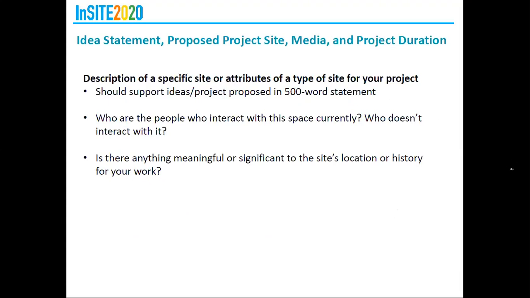For the question asking about the description of a specific site or attributes of a site for your project, again, this is why you set up such a strong concept in your original big idea statement, because then as you talk about your preferred site, it should support the ideas that you've already put forward. Who are the people who interact with the space currently and who doesn't interact with it? And is there anything meaningful or significant to the site's location or history that might be meaningful for you to mention?